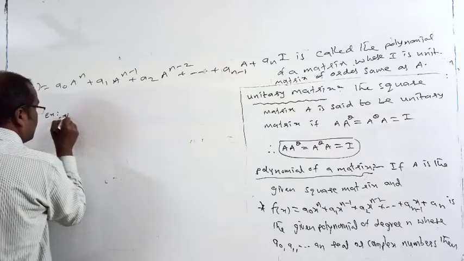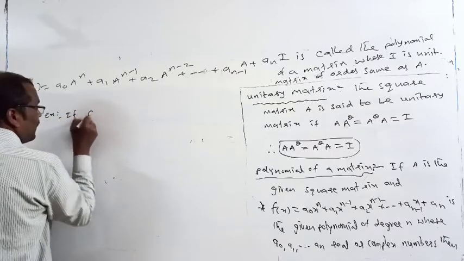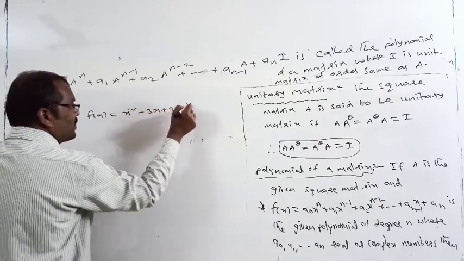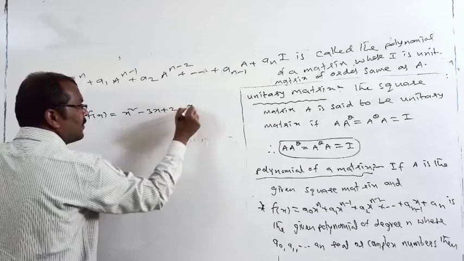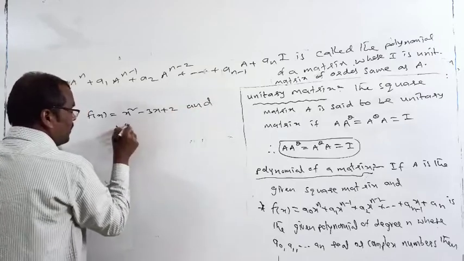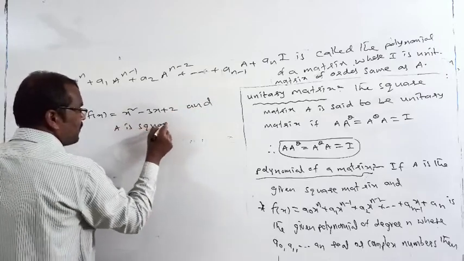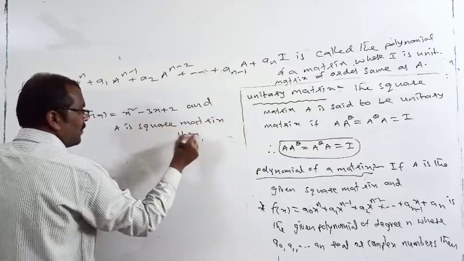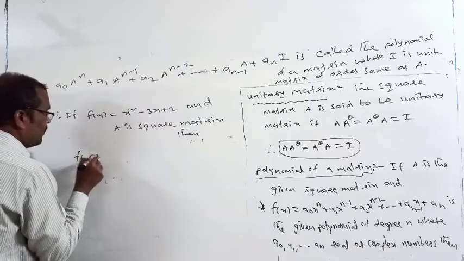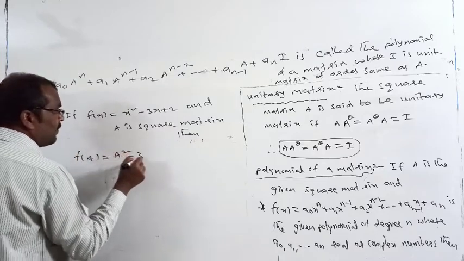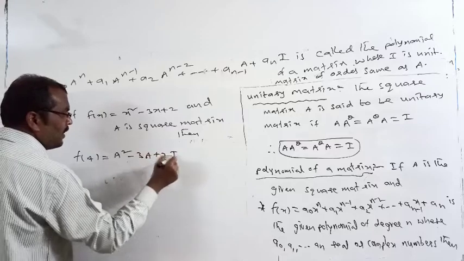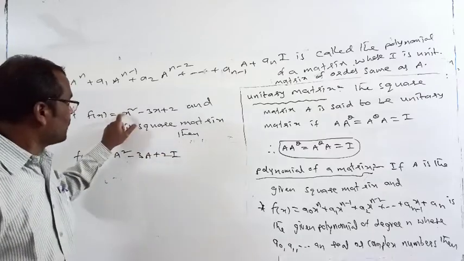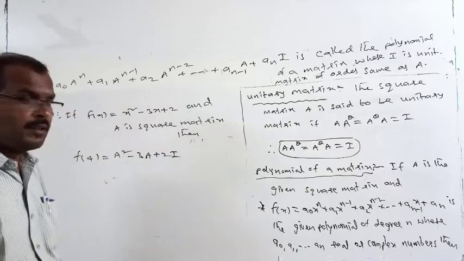Example. If f of x is equal to x square minus 3x plus 2 and A is the square matrix, then f of A is equal to A square minus 3A plus 2I. We are just putting x is equal to A.